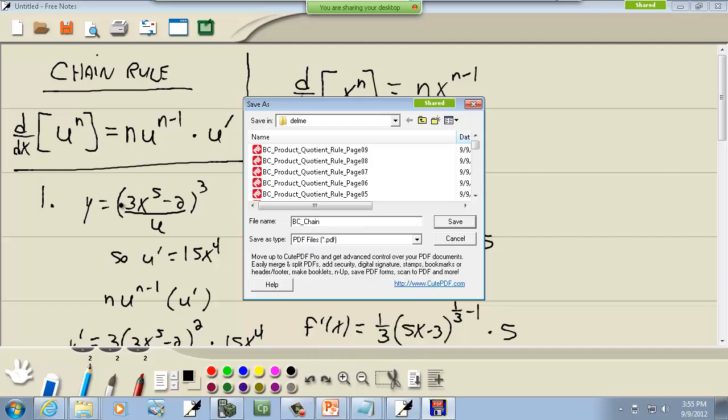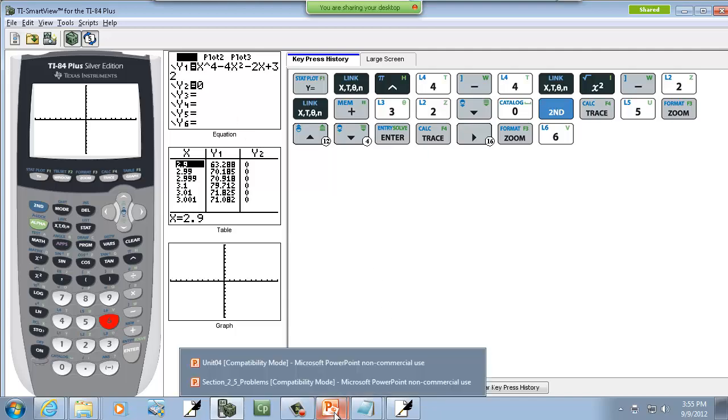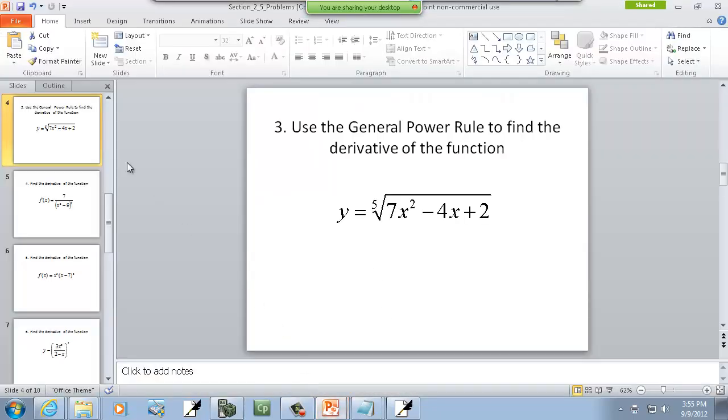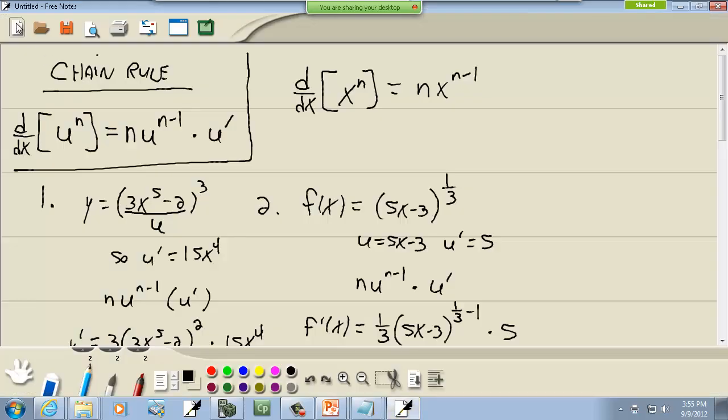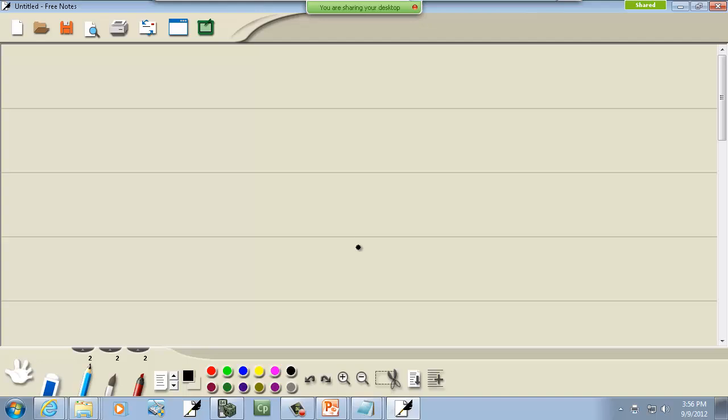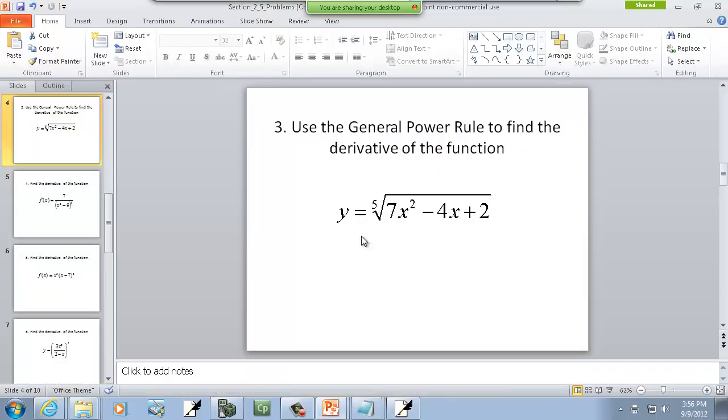Let's see, chain rule. Page 01, PDF. There we go. And there it is. Okay, so let's look at our next problem.